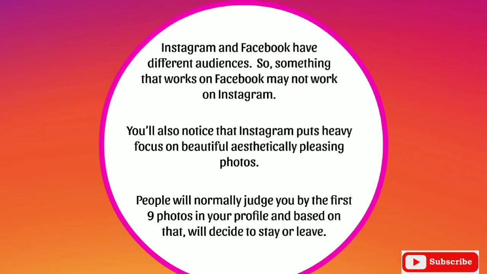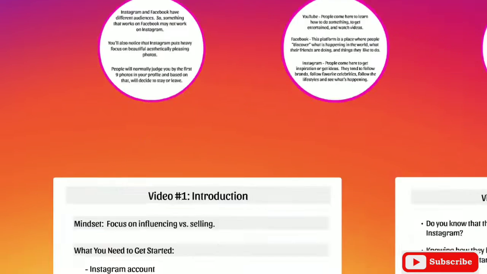Now, here's a little tip. When people go to your Instagram profile, they're going to see a few images. And people will normally judge you based on the first 9 photos in your profile. Based on that, they will decide to stay or they will decide to leave. So you've got to make sure that you choose your best 9 photos up front. So when somebody comes to your Instagram profile, they see the best of the best, right?